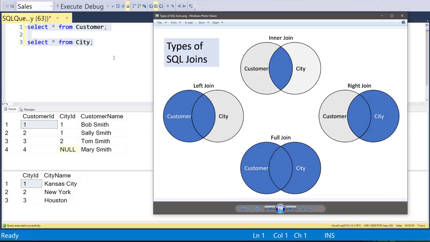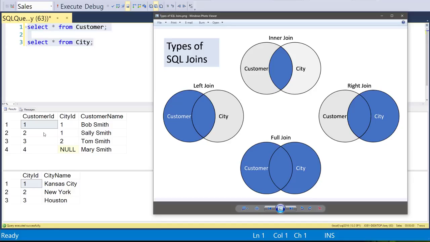So if we go back over here and look at our tables, we can see that the customer table is actually joining over to the city table by this city ID. And so what we have here is this first customer record, Bob Smith, has city of 1. So that city of 1 corresponds over here to Kansas City. So those two will match, and when we do our inner join, we should get those records.